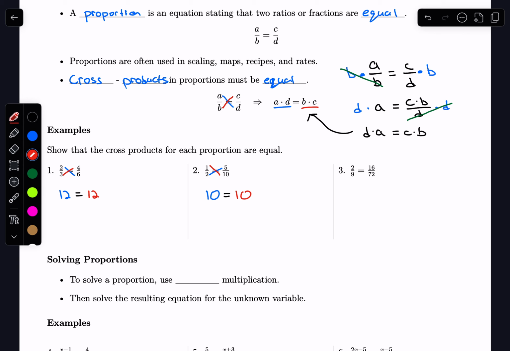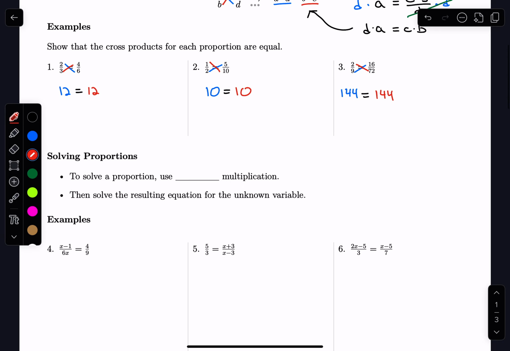Number 3, I put this one in there because it looks a little bit uglier. You can't immediately tell that these are the same, that these are equivalent fractions, but the cross product will prove it. 9 times 16 is 144. And if we multiply 2 times 72 the other direction, we also get 144. So 2/9 is equivalent to 16/72.